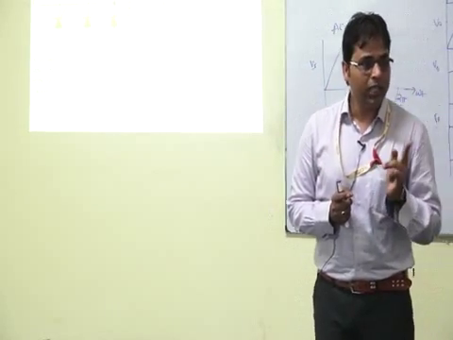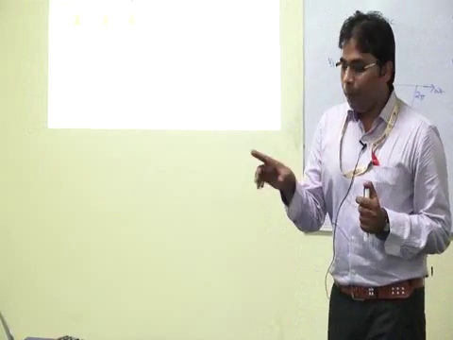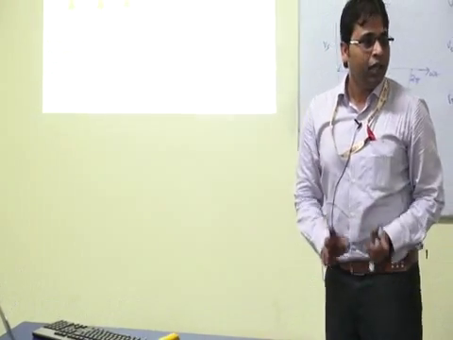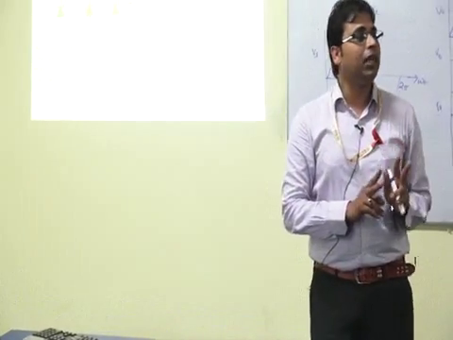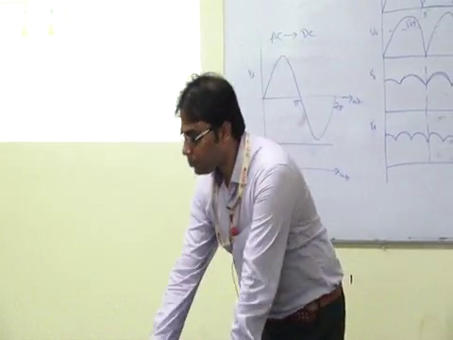This is the current flow of phase A and phase B when thyristors T1 and T6 are conducting. At that time, this is the direction of current flow. So 2 thyristors will conduct at a time.